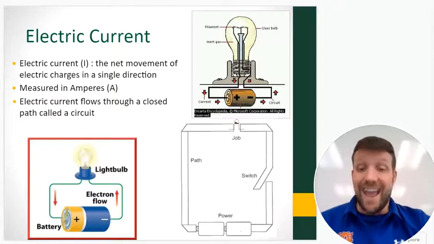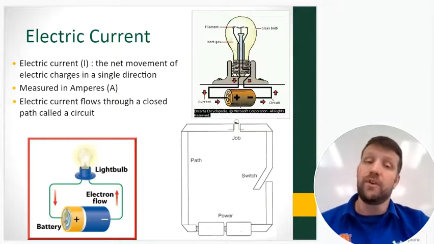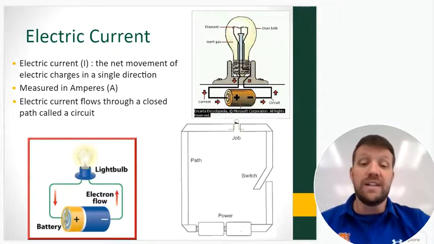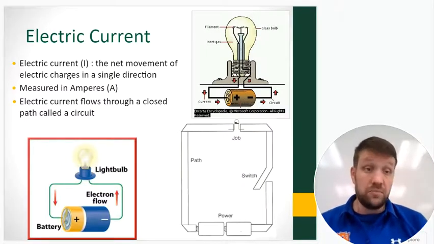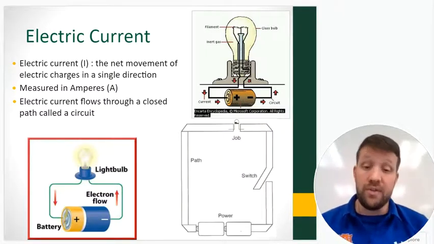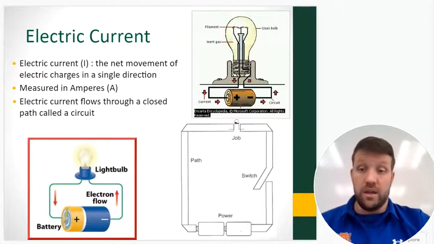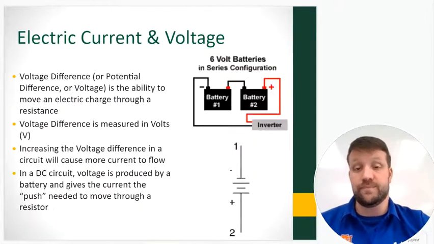It's measured in amps or amperes, and really you're just going to see capital A. You'll probably refer to it more often as amps than amperes, but just so you know what both are. And it's the flow through a closed path called a circuit. Okay, so if we have a wire that's a closed path, we can have electricity flowing through it. All right, so that's the first thing there. That flow is just known as the current.